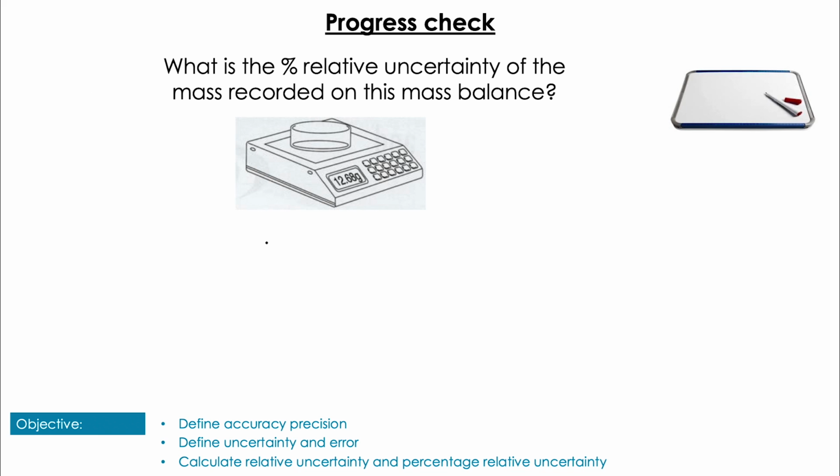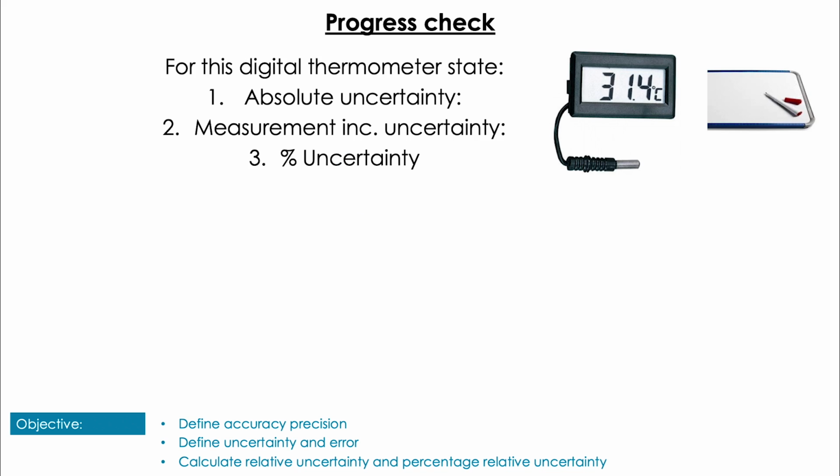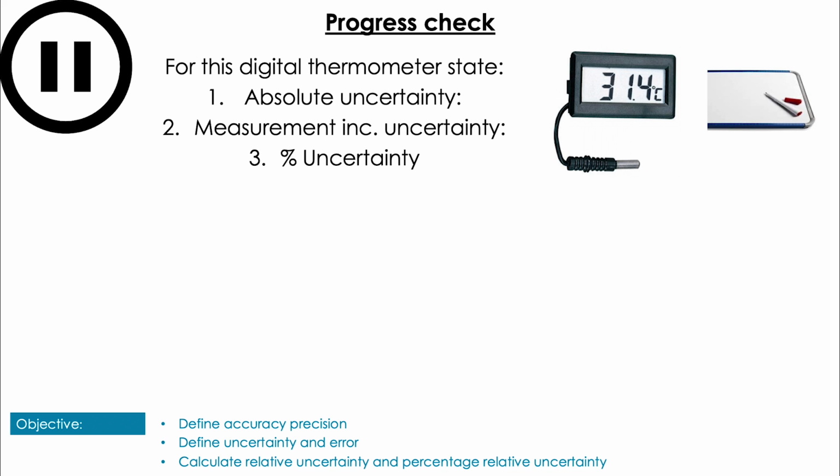Pop 'em up! So remember, relative percentage uncertainty is absolute over the value multiplied by 100, which gives us 0.08% to one significant figure. So the next question, in three parts: for this thermometer, state the absolute uncertainty, the measurement including the uncertainty, and the percentage uncertainty. Pause the video to give yourself a moment.